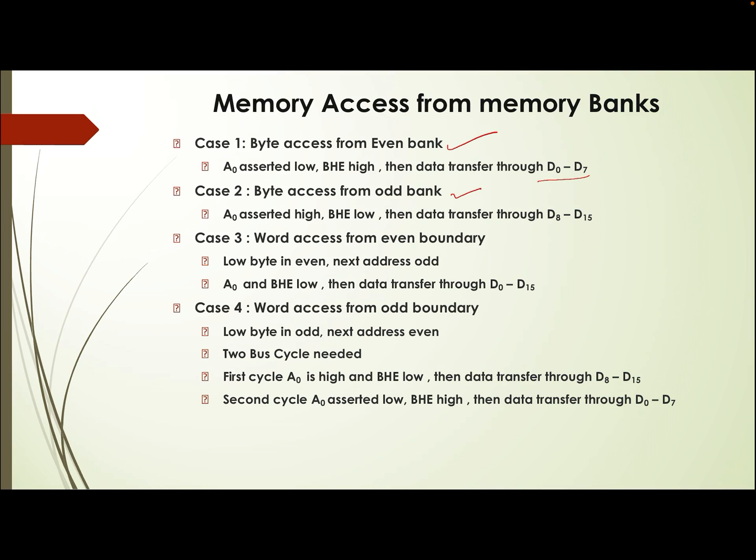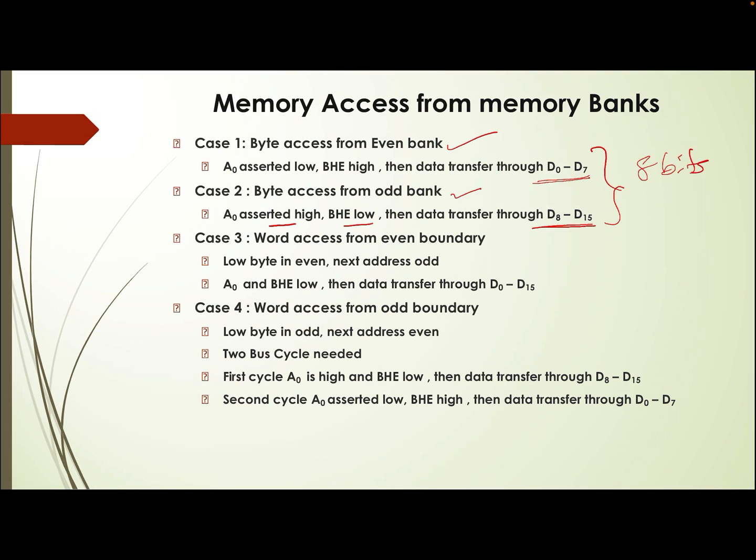Now, the second case: the processor is accessing 1 byte of data from the odd bank. Here, the signal A0 is asserted high and BHE is made low. Then the data transfer is done through the lines D8 to D15, and these lines are connected to the odd bank. So data lines D0 to D7 are connected to the even bank and D8 to D15 are connected to the odd bank.